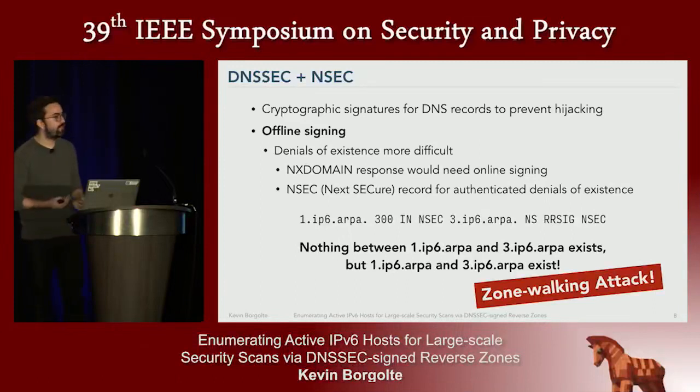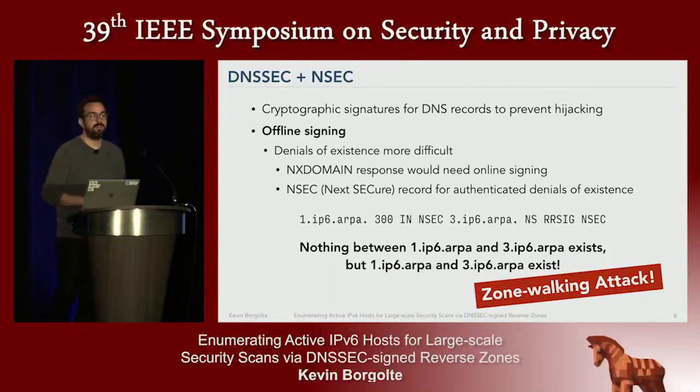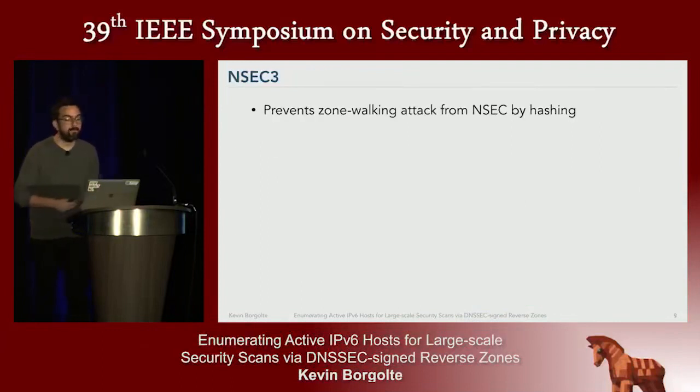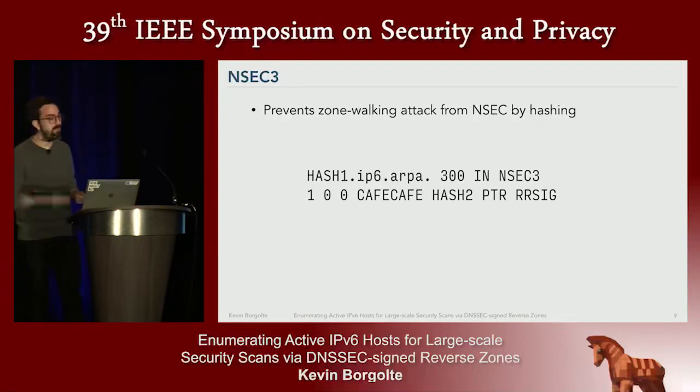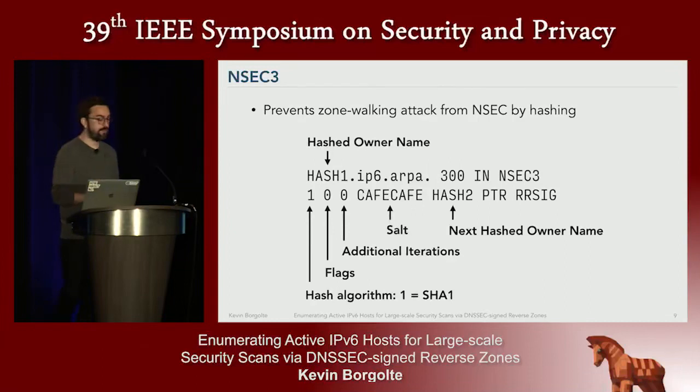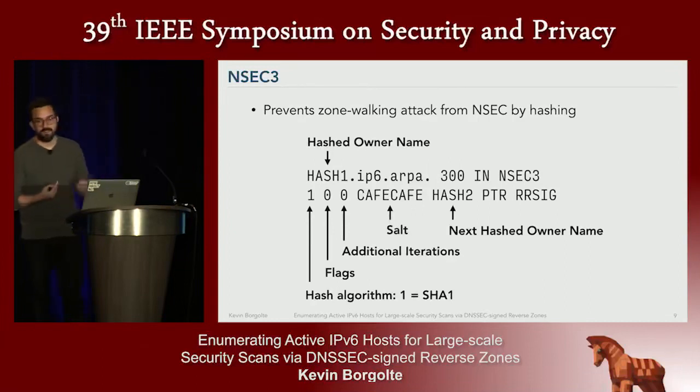Of course, people started to realize this on the forward zone, that you can use this to start enumerating that there's a login subdomain or there's an authentication subdomain. So they introduced NSEC3, which was meant to prevent zone walking attacks by hashing. An NSEC3 record basically takes one hash and then points to a second hash, which is the next hash. And specifically, it also introduces a salt. It specifies the hash algorithm.